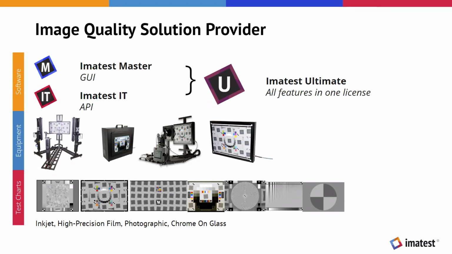右边我们看到 U 就是 imatest Ultimate 这个版本，它就是这两个版本的结合。 We have a range of test equipment for setting up generating targets for your test lab. 那这边中间蓝色的部分，我们看到这就是我们其他的，在你的测试实验室里面可以提供的，让你测试更加准确、方便的硬体设备。 And then we have a variety of test charts that we produce on different materials, depending on what your spectrum is, your field of view, and your distance.